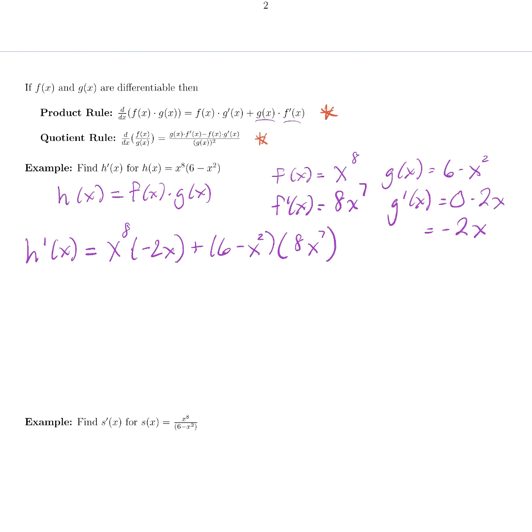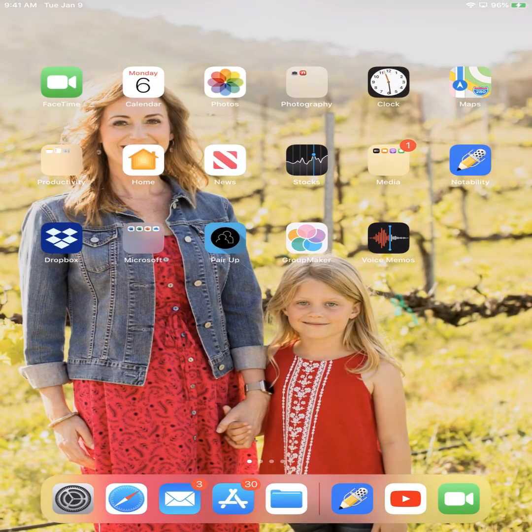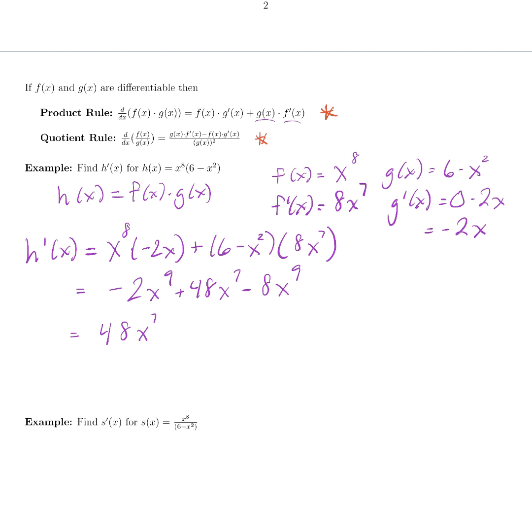Okay, I guess we could simplify this thing a little bit if we wanted to. This looks like minus 2x to the 9th. 6 times 8 is 48 plus 48x to the 7th minus 8x to the 9th. So this is 48x to the 7th minus 10x to the 9th. You don't have to do the arithmetic to simplify that.